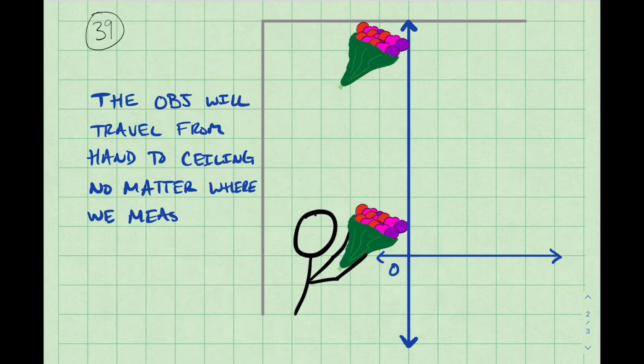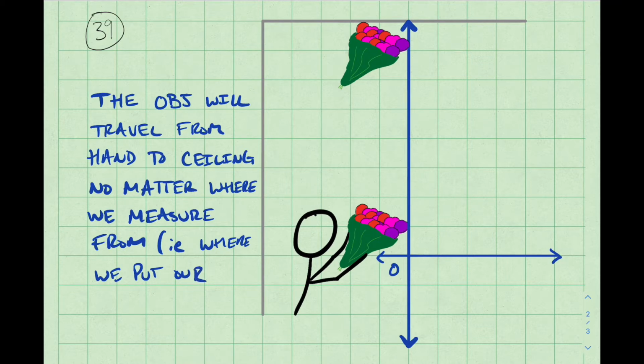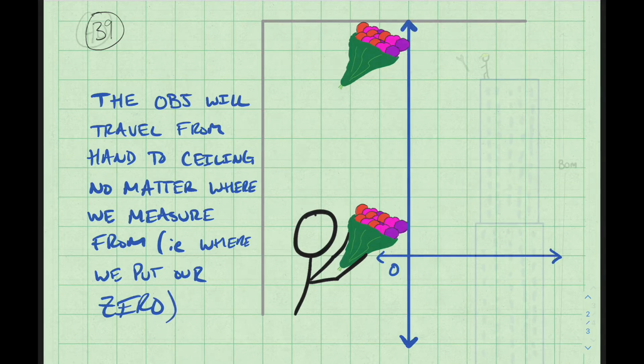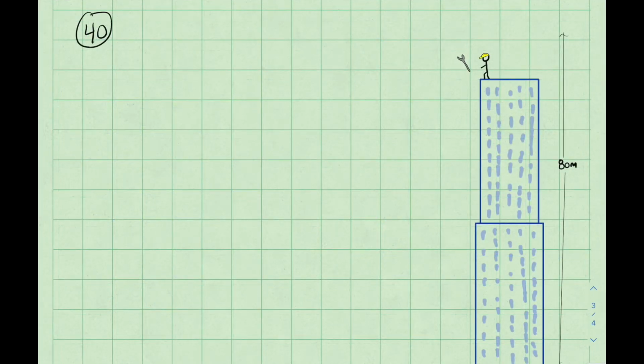Okay, the object, I wrote it out here. I can read it to you because that's what we do. The object will travel from the hand to the ceiling no matter where we measure from, i.e. where we put the origin. Our zero. All right, same as origin. Okay, so it doesn't matter. Same motion.